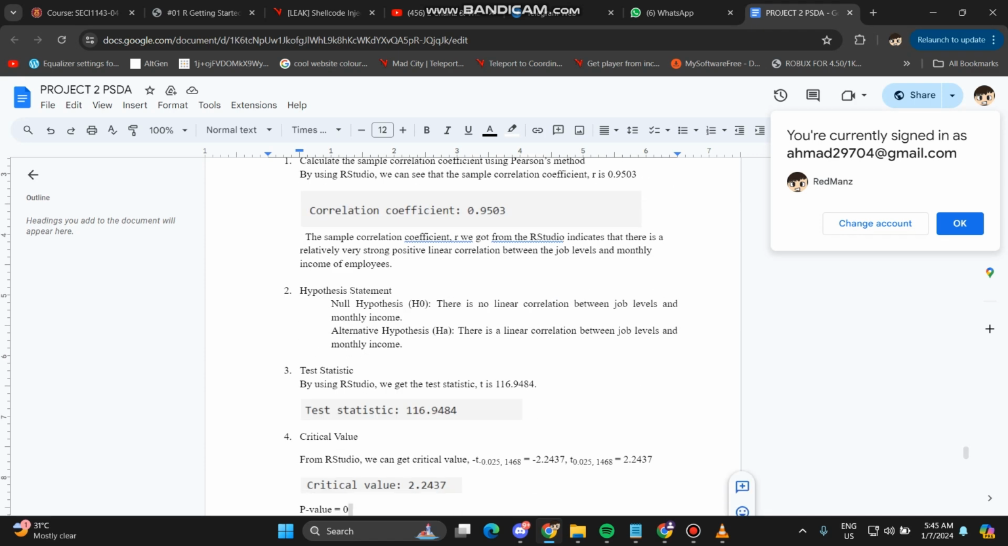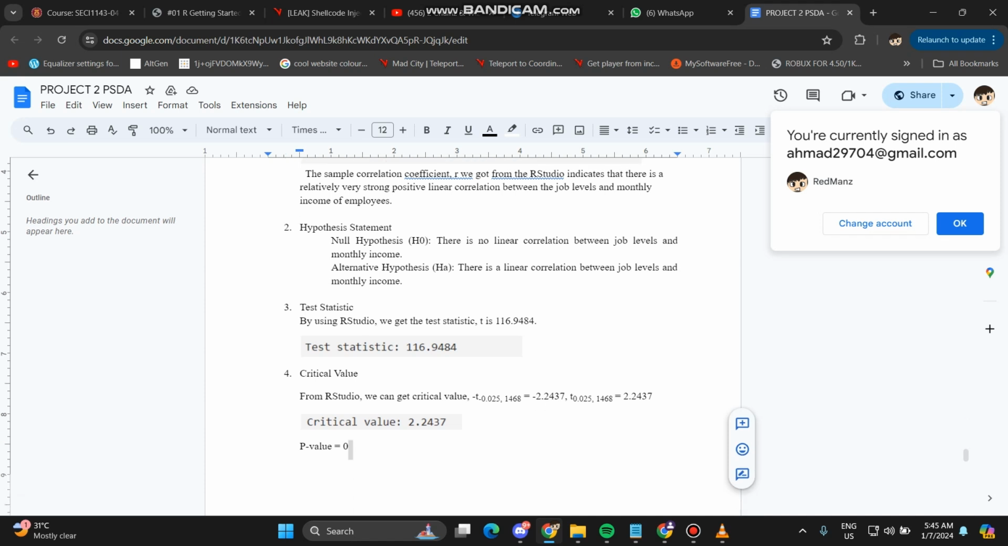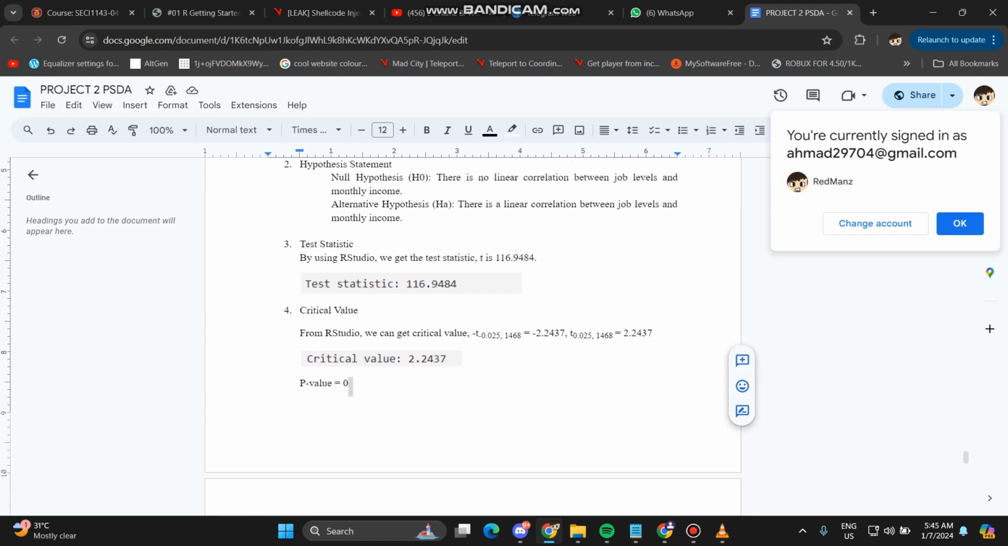Next, we'll do the hypothesis statement. For the null hypothesis, there is no linear correlation between job levels and monthly income, and for the alternative hypothesis, there is a linear correlation. Now for the test statistic, using RStudio, we get the test statistic is 116.9484.